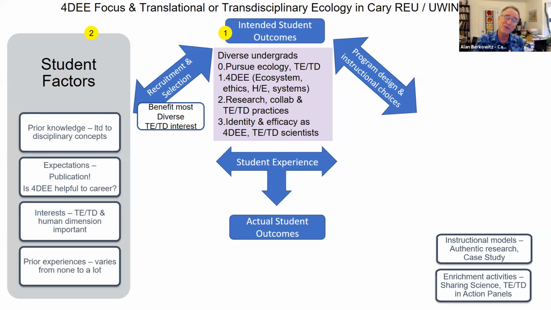So then in terms of our recruitment and selection, we try to pick students that are interested in that, right? We've always picked students that can benefit the most from the program, diverse students, but now we're looking for students who are really interested in the vehicles for transdisciplinary or 4DEE learning. But we have to recognize that students might not be sure that 4DEE is actually helpful in their career. A lot of our students want a publication. They're very aggressive, very ambitious students. They want a publication. Is 4DEE going to help me? Is translational ecology going to help me? So that's something we have to keep in mind.